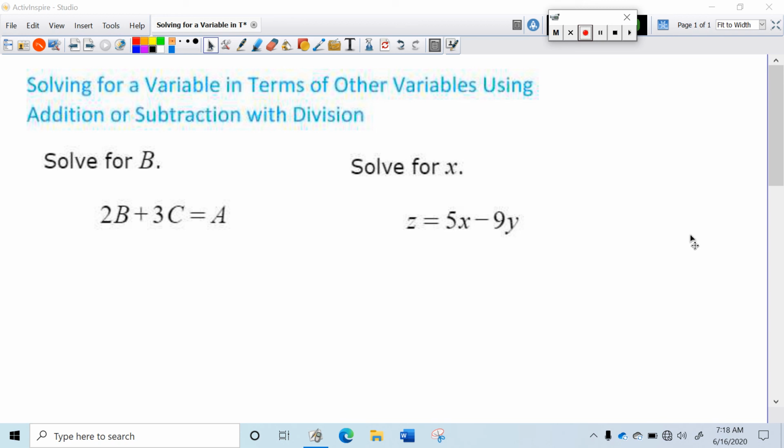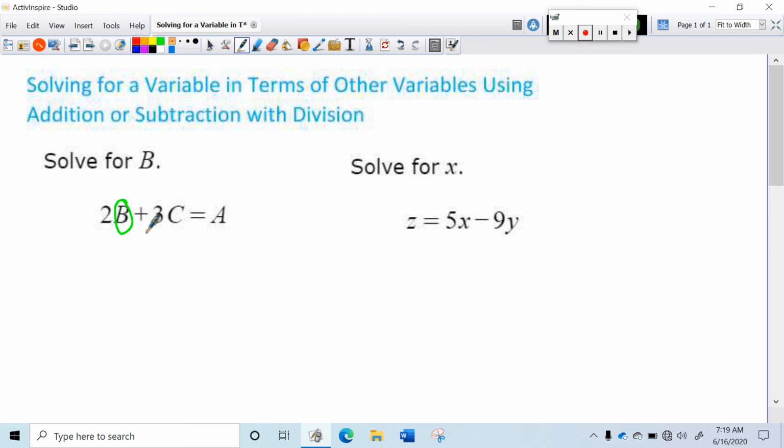Okay, whenever I have more than one variable, they will always tell me what variable I'm trying to get by itself. So I usually circle that so that I can see what I'm doing. So let me do that. In this one, I'm solving for b, so I've got to get rid of everything else. Now, whether it has a variable or not, everything that's not with that b has to go. Okay, I need it by itself.